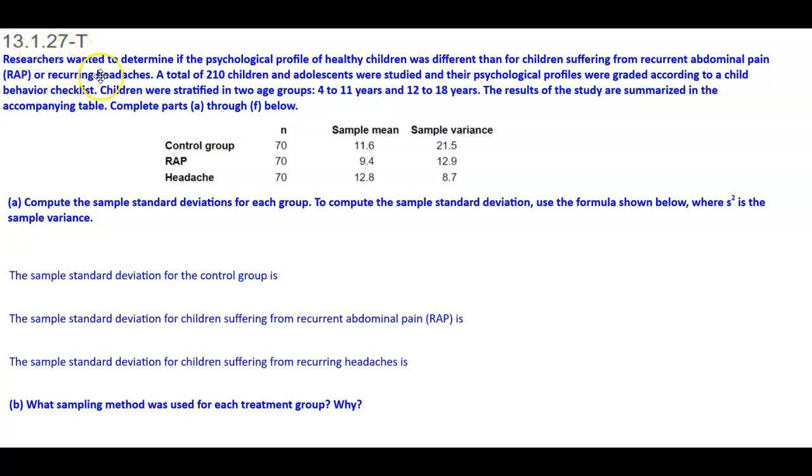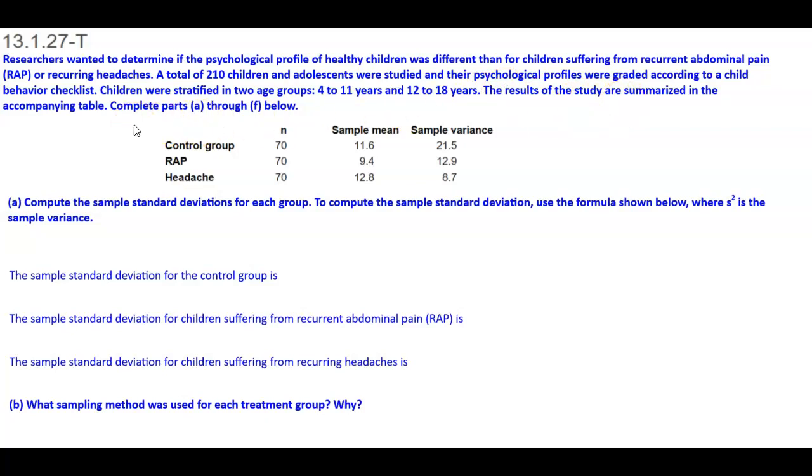13.1.27-T. Researchers wanted to determine if the psychological profile of healthy children was different than for children suffering from recurrent abdominal pain, RAP, or recurring headaches. A total of 210 children and adolescents were studied, and their psychological profiles were graded according to a child behavior checklist. Children were stratified in two age groups, 4 to 11 years and 12 to 18 years. The results of the study are summarized in the accompanying table.